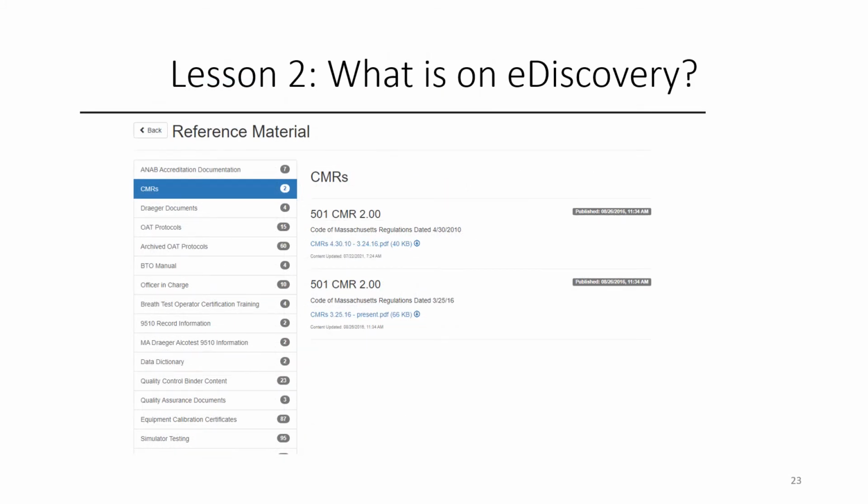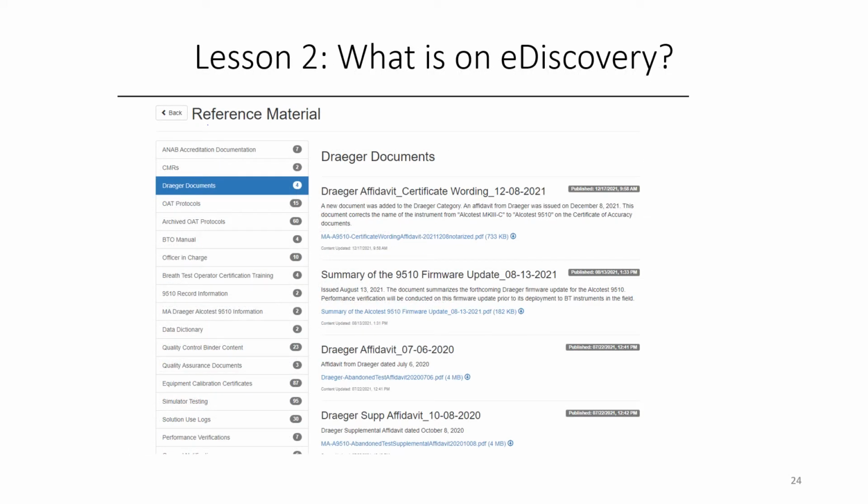The eDiscovery portal also has a tab for the CMRs, the Safe Roads Act, so 501 CMR 2.0. It has the version from 2010 and then the more recent 2016 version. You'll also see a category for Draeger documents. This includes a few affidavits that have been generated by Draeger, as well as a summary of a firmware update that Draeger had worked on in 2021.